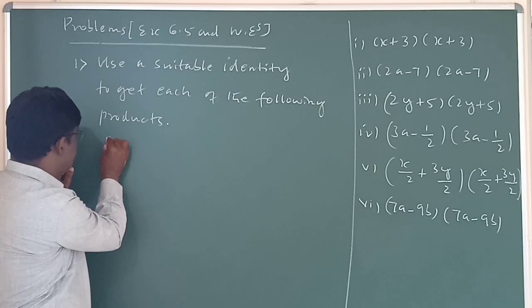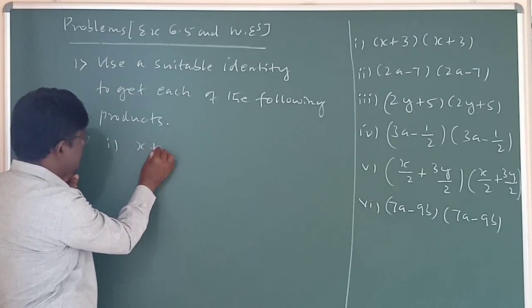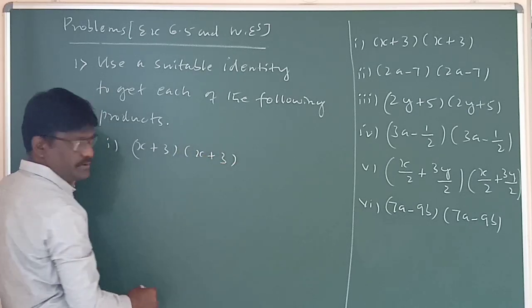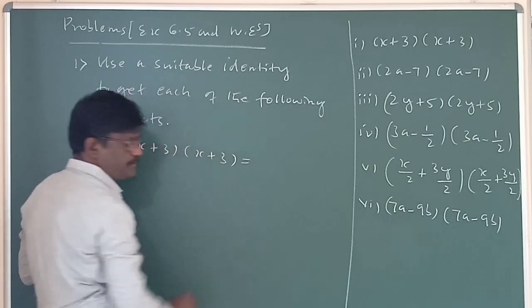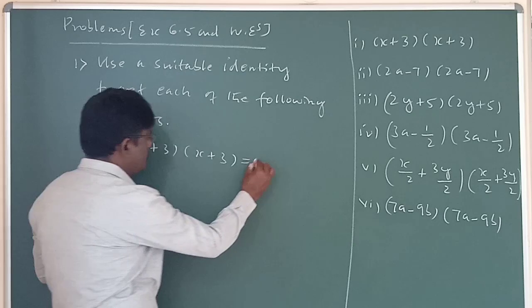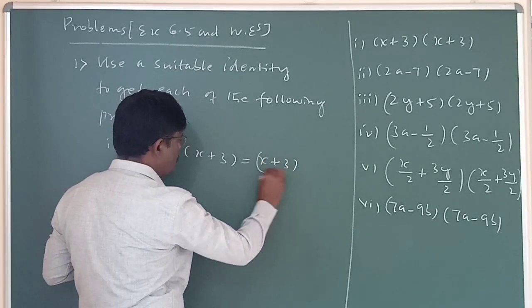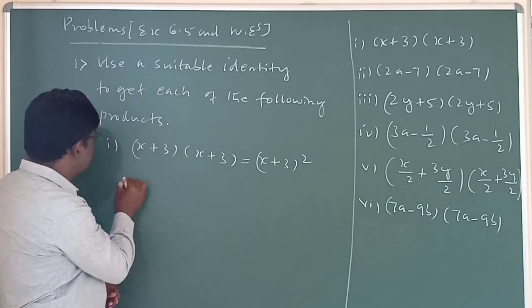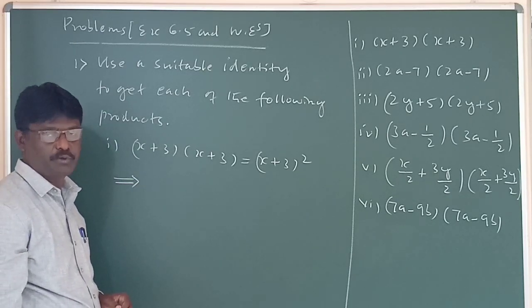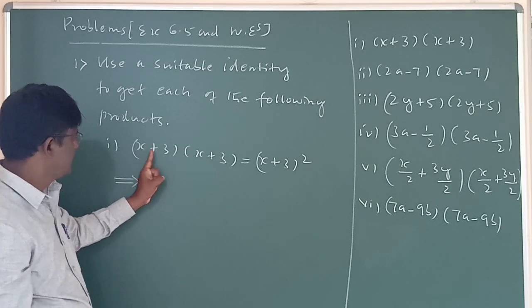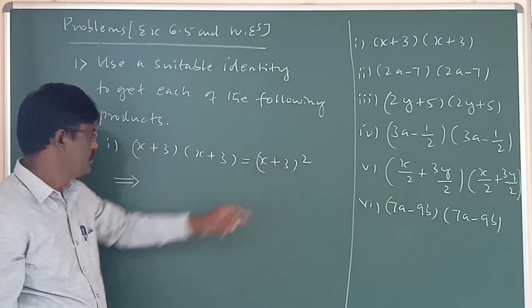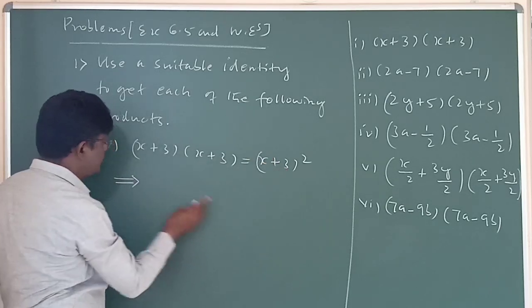Okay children, now look at the first one. I will take this (x plus 3) into (x plus 3). Okay, this is equal to what? x into x, say (x plus 3), therefore equal to (x plus 3) whole square. We are particularly asked to apply the identity. Hence (x plus 3) into (x plus 3) is nothing but (x plus 3) whole square.